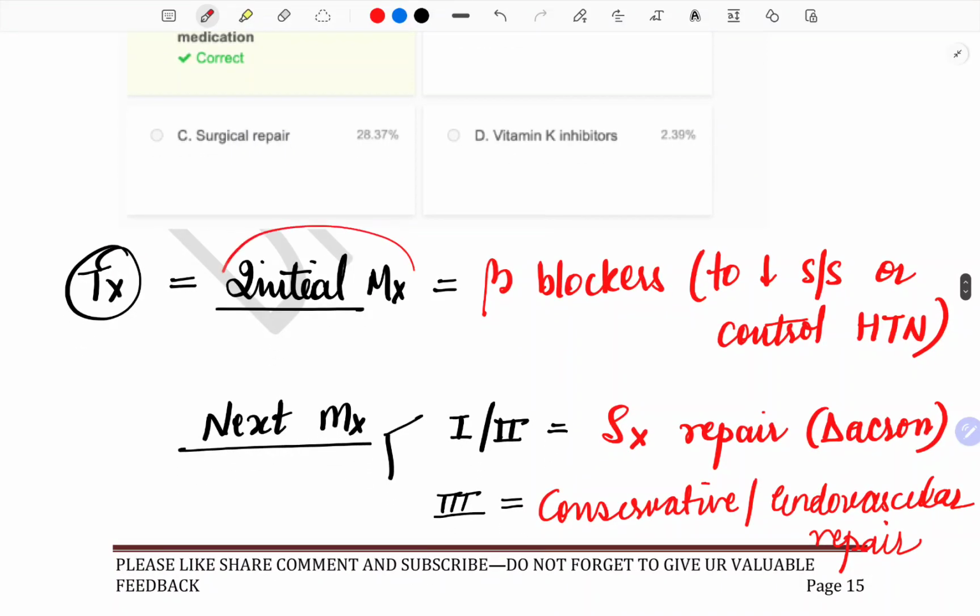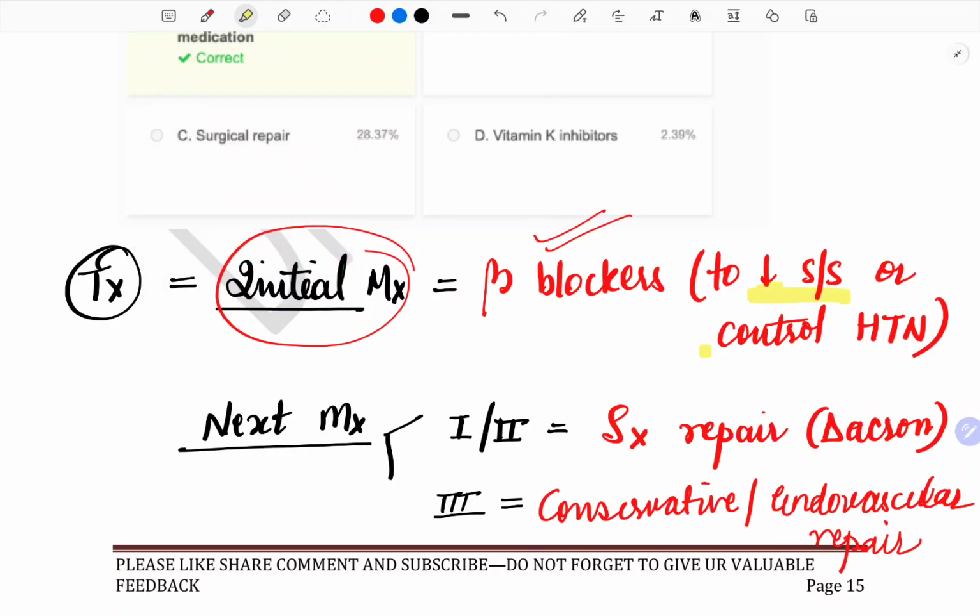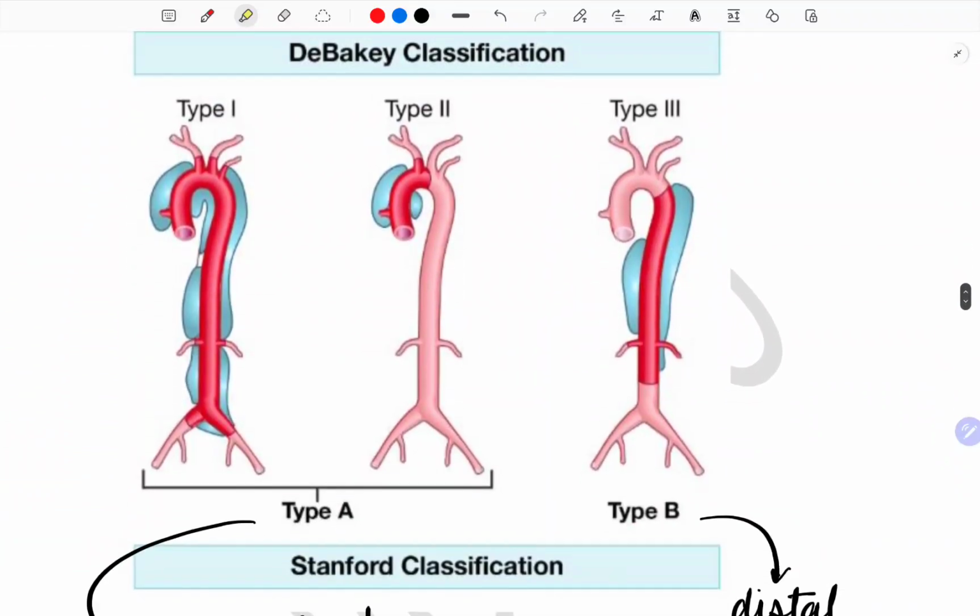In the initial management, always of any grade, the treatment is beta blocker. Why? Because we want to reduce the signs and symptoms, specifically to control the hypertension. Thereafter, in the first and second types of the Stanford classification, we do the surgical repair, whereas in the third one, we do the conservative or endovascular repair. So this is the classification image.